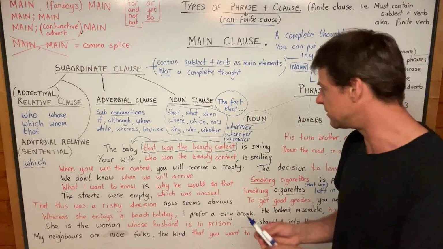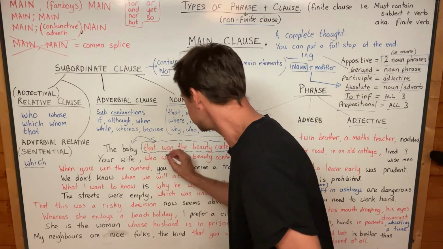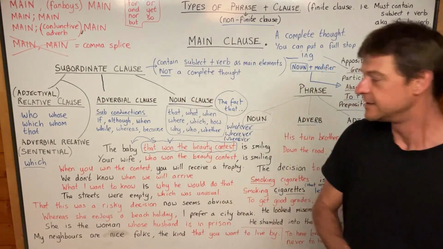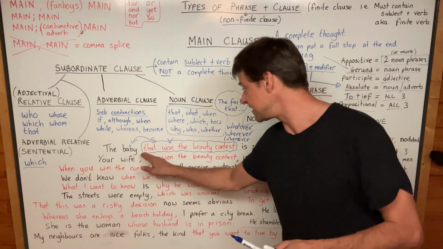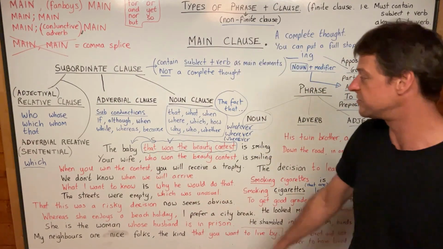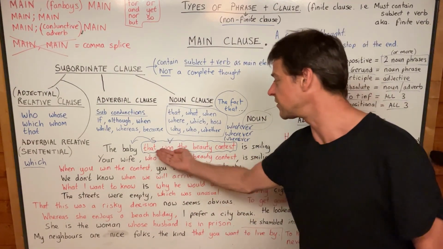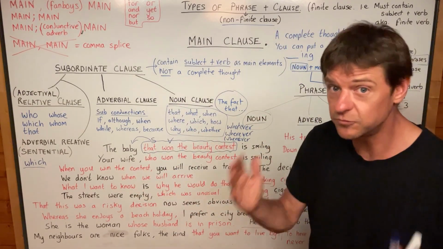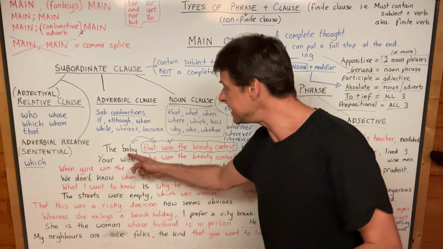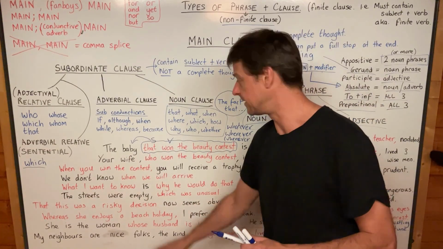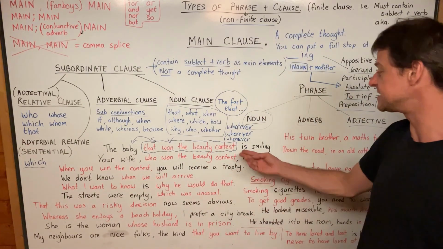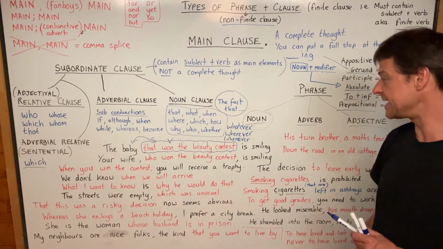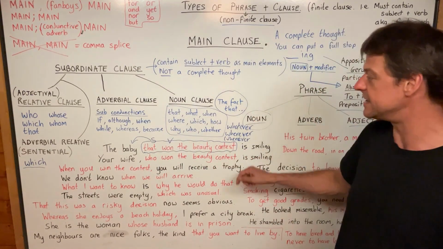It's a clause because it's got a subject, that, and a verb, won, as the main elements. So that's a big adjective. It's a clause that's an adjective, and it describes and defines which one. So it's a defining relative clause. There's no comma. Okay, the baby that won the beauty contest is smiling. All of the red part is the relative clause.